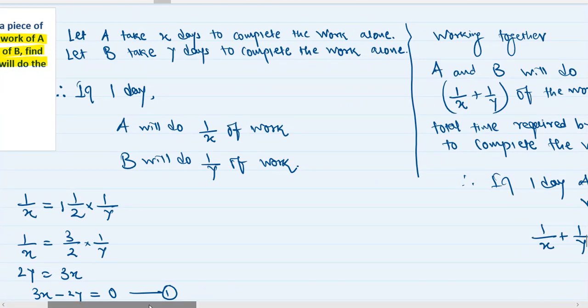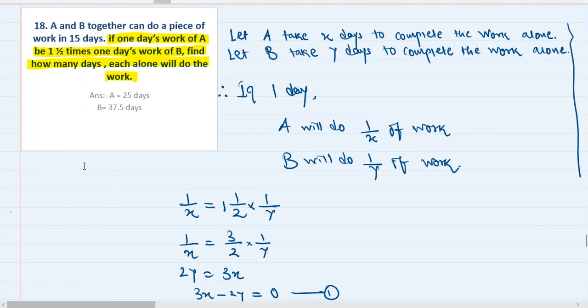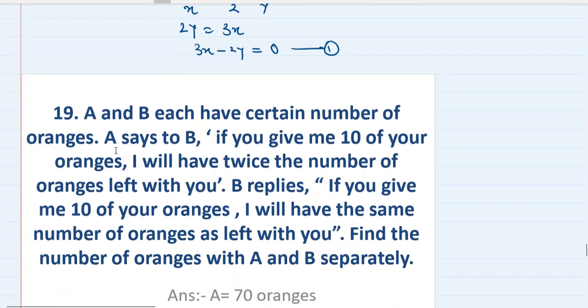Okay, I think you're done. You pause the video, you solve the question, now check the answer. Value of x is 25 and value of y is 37.5. If that is the answer, then you are correct. Let's go to the next question and see how to solve it.